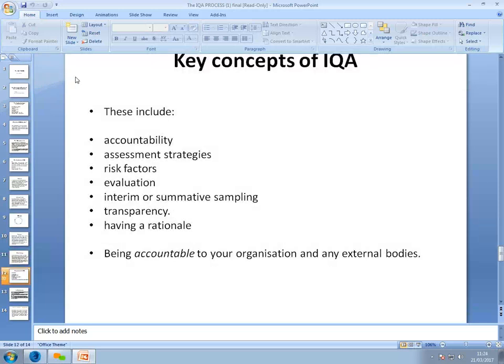The key concepts of IQA are accountability, assessment strategies, risk factors, evaluation, interim and summative sampling, transparency, and having a rationale. The rationale and strategy are pretty much the same thing. But the last bit is being accountable to your organisation and any external bodies. And that is, again, another important point.